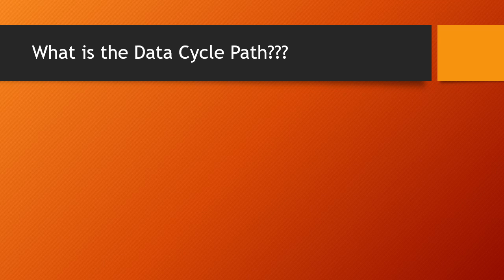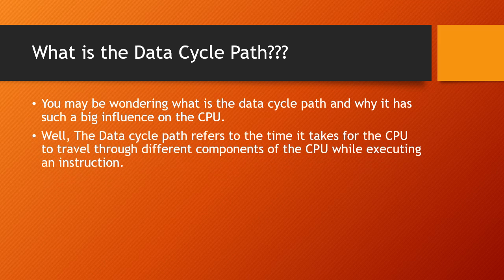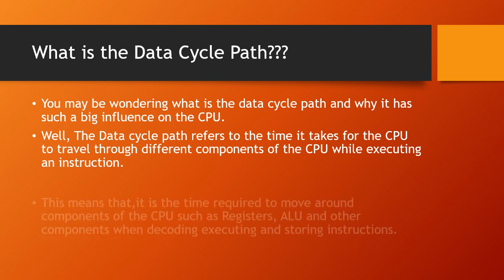Now, there are many questions, and one question is: what is the data cycle path? Well, you may be wondering what the data cycle path is and why it has such a big influence on the CPU. The data cycle path refers to the time it takes for the CPU to travel through different components of the CPU while executing an instruction.